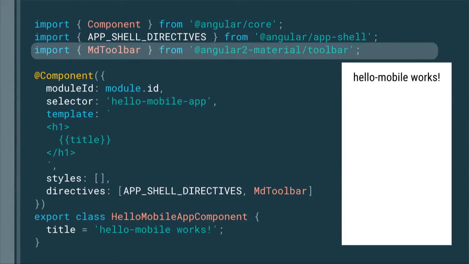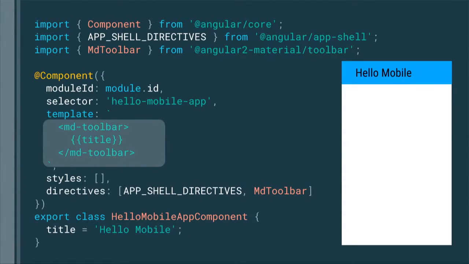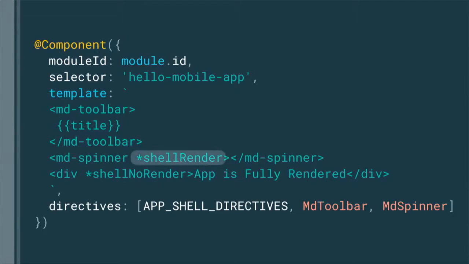So we see that we've got application shell directives that are going to help us with setting up the application shell. We've got our toolbar in place. This isn't particularly useful just yet. So we're going to add in a proper toolbar inside of our template. So it says Hello Mobile. So far, this is fine. This isn't particularly exciting. What is exciting is these two little helpers.